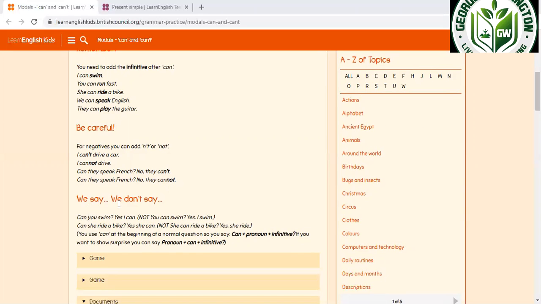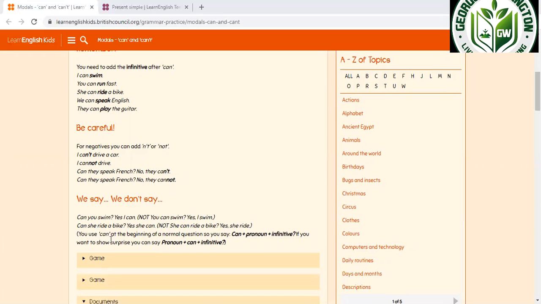And here we say, we don't say, can you swim? Yes, I can. But you don't say, you can swim? Yes, I swim. No, this is incorrect. Can she ride a bike? Yes, she can. You don't say, she can ride a bike? Yes, she ride. No, this is incorrect. This is the way we use it in Spanish, but in English, remember that you need to switch the subject.